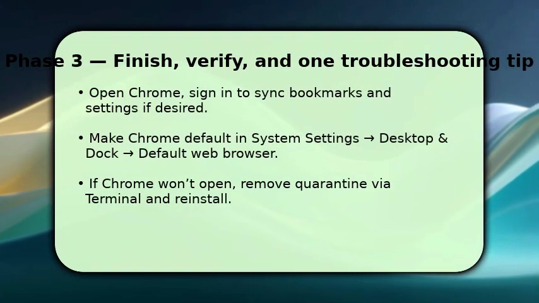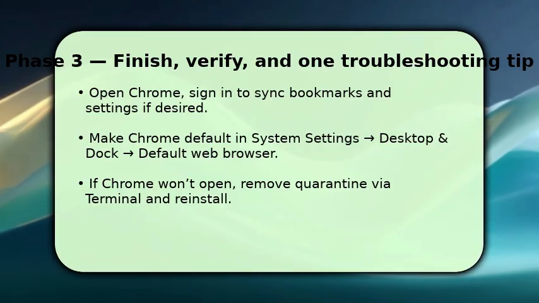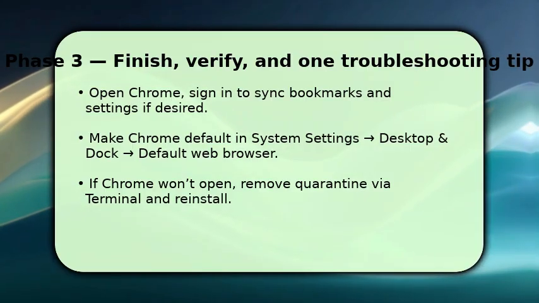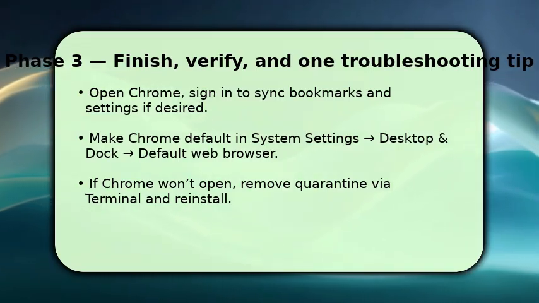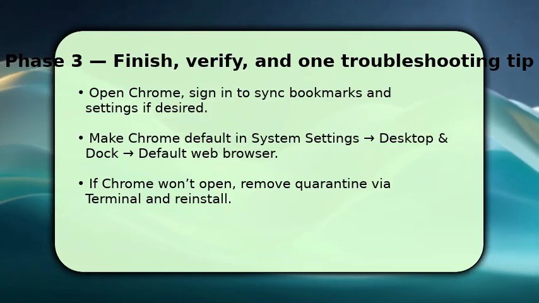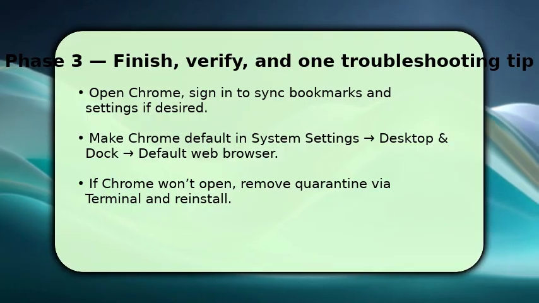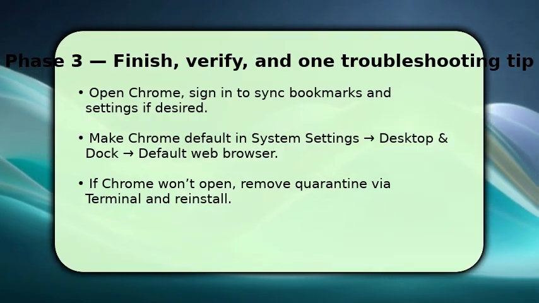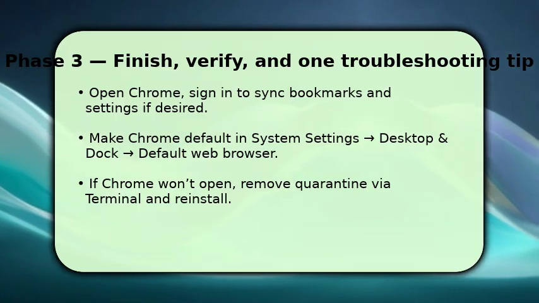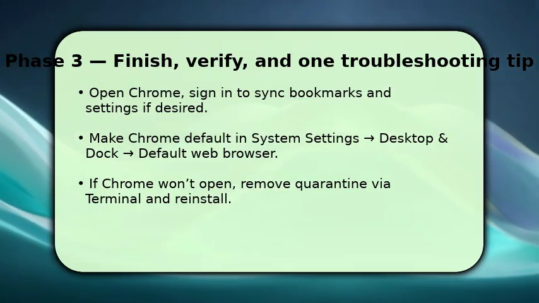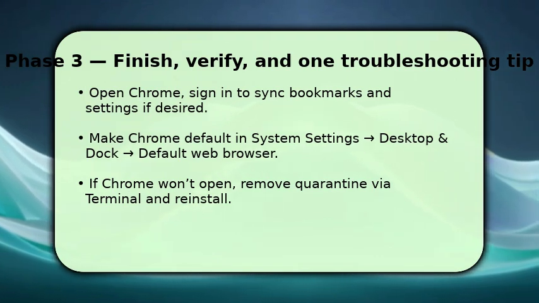You launch Chrome, and if you want continuity, sign into your Google account so bookmarks and passwords sync across devices. To set Chrome as your default, go to System Settings, choose Desktop and Dock, and pick Chrome under Default Web Browser. This ensures links open in Chrome automatically. If Chrome refuses to open, it may be quarantined. In that case, run a simple terminal command to remove com.apple.quarantine and then reinstall. Finally, make sure macOS permissions for camera, microphone, or files are set if websites need them.